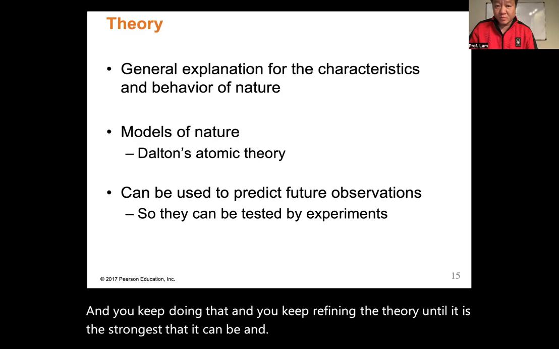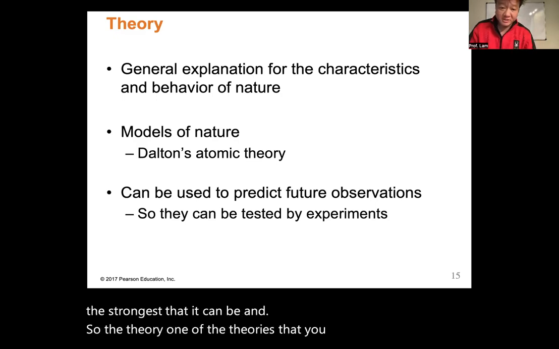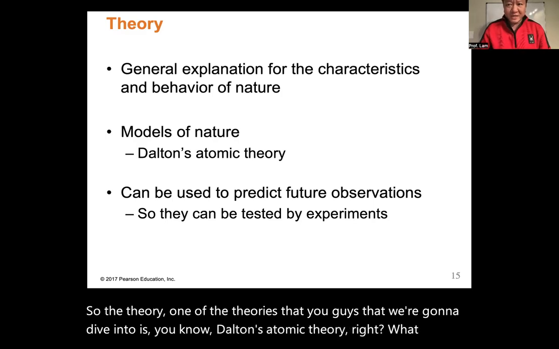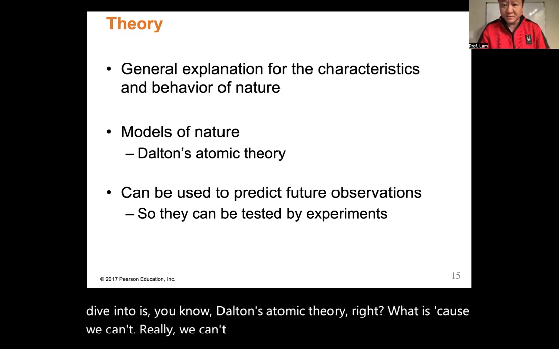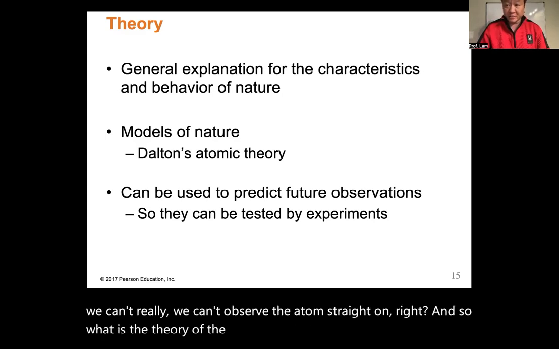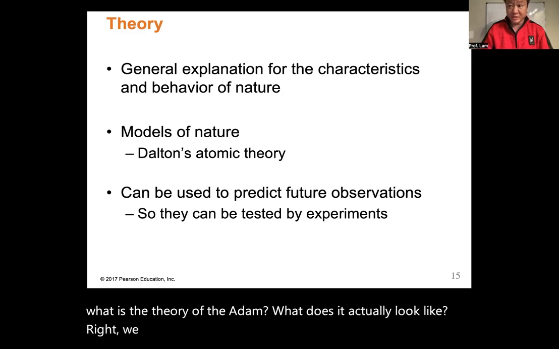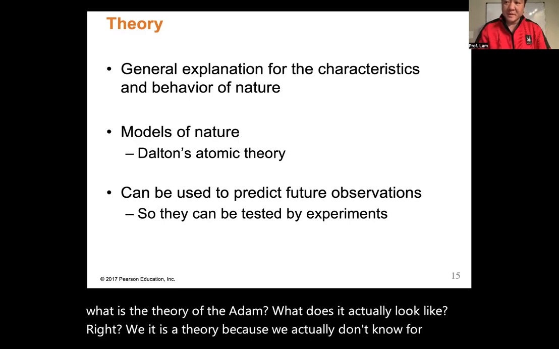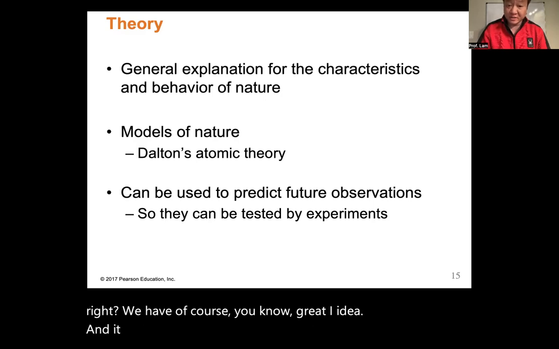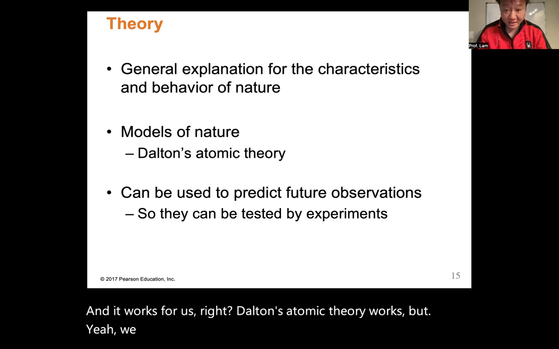So one of the theories that we're going to dive into is Dalton's atomic theory, right? Because we can't observe the atom straight on, right? And so what is the theory of the atom? What does it actually look like, right? It is a theory because we actually don't know for sure, right? We have of course a great idea, and it works for us, right? Dalton's atomic theory works, but yeah, we can't see it, so we can't say that it's 100% true, right?